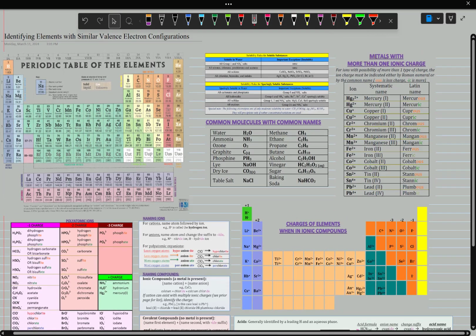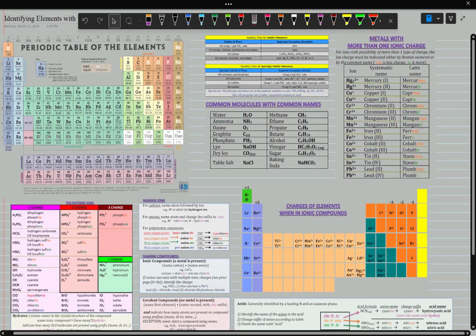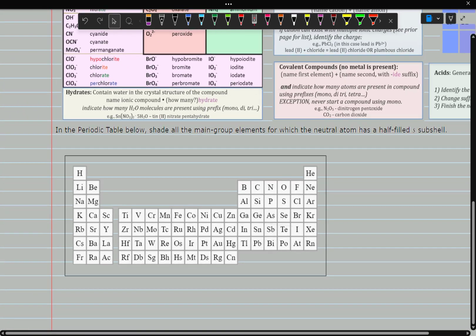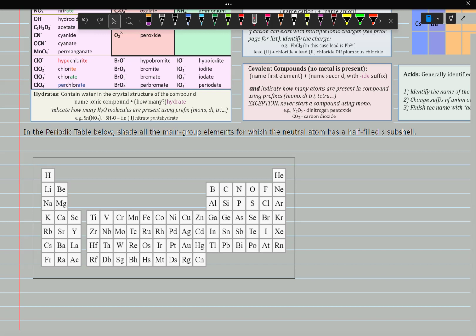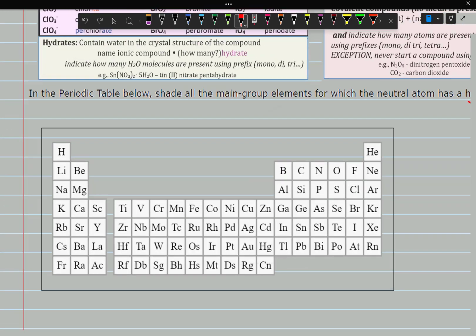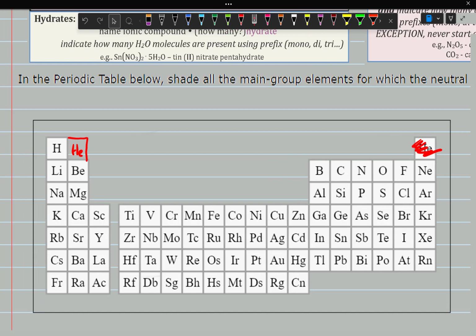In this one we're going to be identifying elements with similar valence electron configurations. So this problem asks us to shade all the main group elements for which the neutral atom has a half-filled S subshell. So with the exception of helium, which we are going to move over here into group 2.